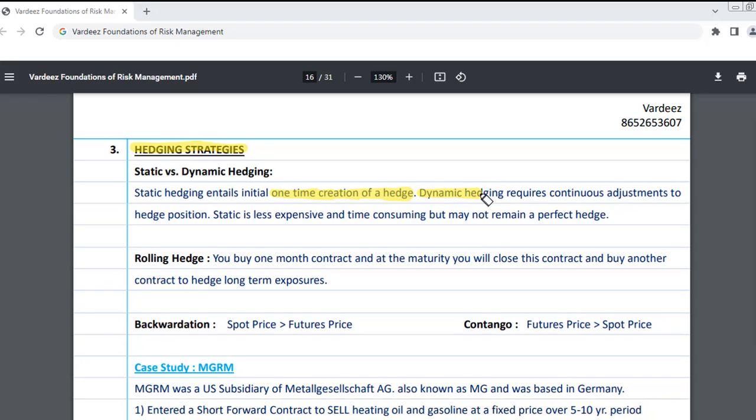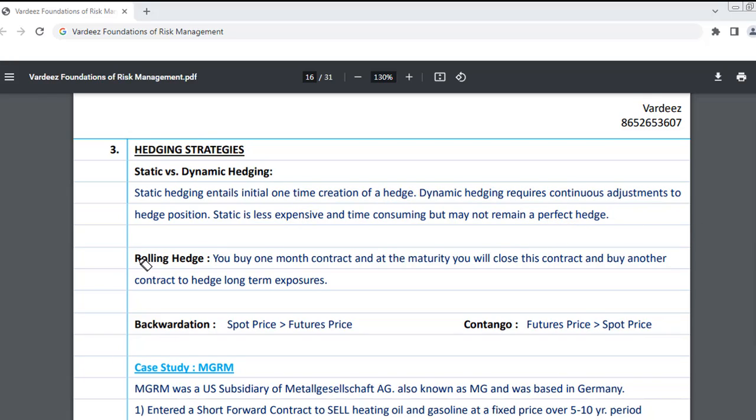But dynamic, which is the opposite of static hedging, requires continuous adjustments to hedge the positions because the market variables change continuously. So when we are following dynamic hedging, we need to make continuous adjustments. Static is less expensive because it's just a one-time creation, and also less time consuming as compared to dynamic. But something that needs to be noted is that static may not remain a perfect hedge. If we are looking for a perfect hedge, then we should choose dynamic rather than static hedging.